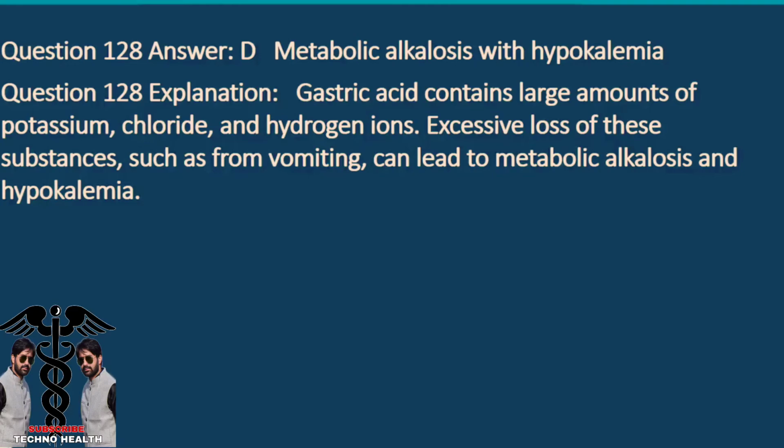Question 128. Explanation: Gastric acid contains large amounts of potassium, chloride, and hydrogen ions. Excessive loss of these substances, such as from vomiting, can lead to metabolic alkalosis and hypokalemia.